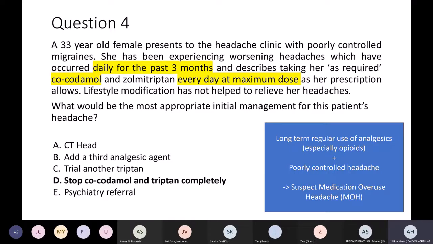Remember, in the chronic pain setting, we shouldn't be using cocodamol for more than 3 months. That's not what it's designed for and shouldn't really control the patient's pain. So we need to stop the cocodamol and then potentially introduce another medication further down the line.